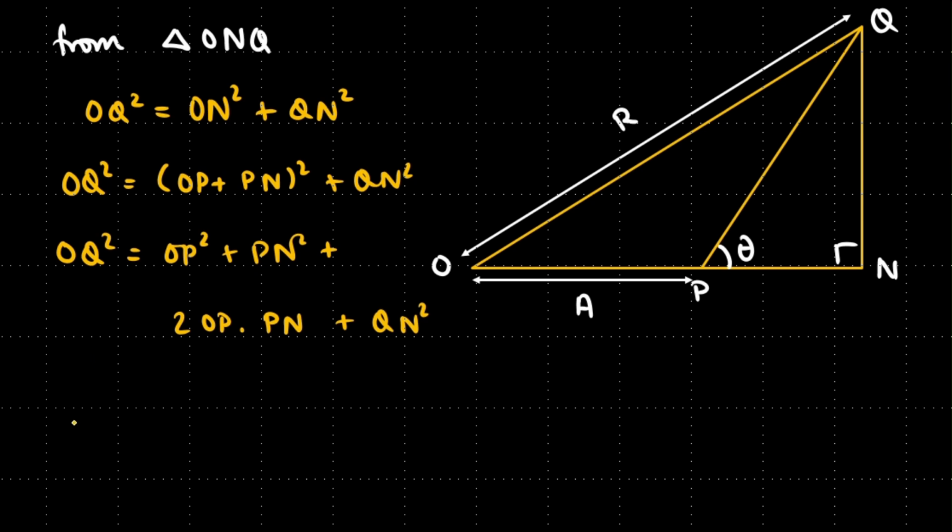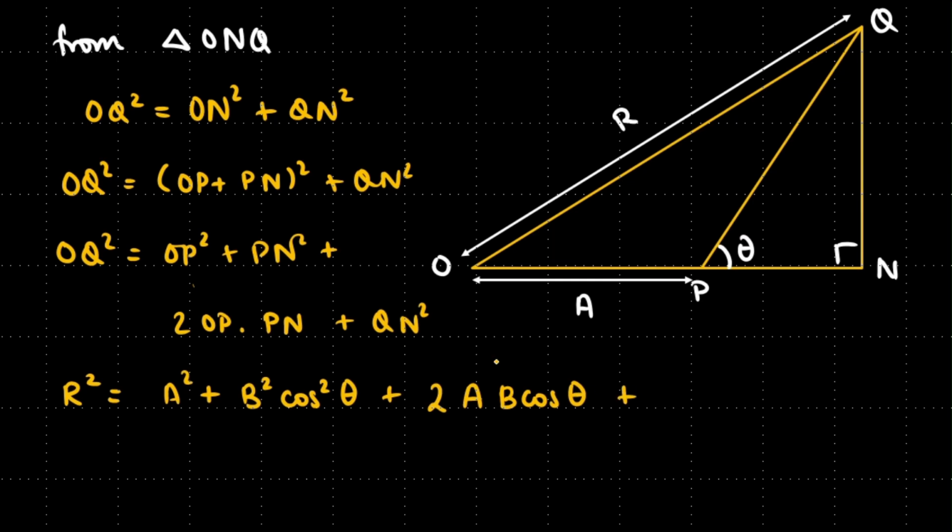QN squared. Now let's just add everything that we know. OQ is basically R squared. OP is basically A squared. PN, do we know PN? Of course we know PN, because we just found out it's B cos theta. So B cos theta squared is going to be B squared cos squared theta. So now again 2 OP PN, so 2 times OP, which is A, and PN, which is B cos theta, plus QN.